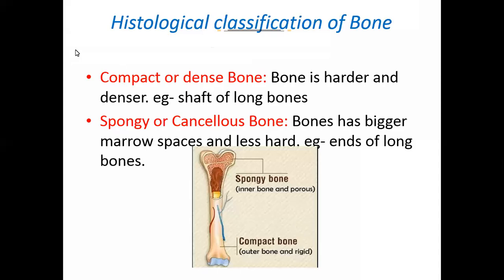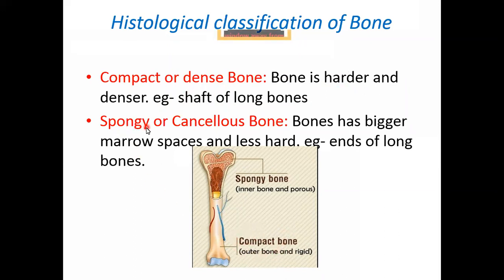Okay, so continuing with the histological classification. We have compact bone, which is also called dense bone. Here, let's see the photos. This is the compact bone. It's also called the outer bone, and it's rigid and hard. This bone is harder and denser. Its example is the shaft of a long bone. The shaft of the long bone is usually compact bone.